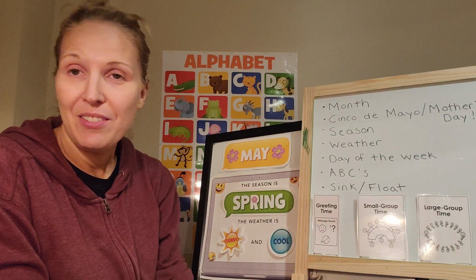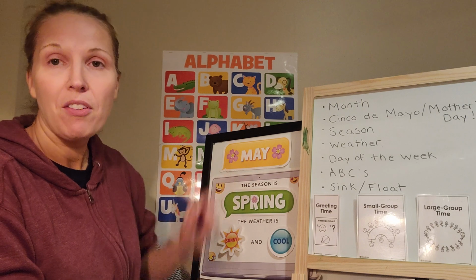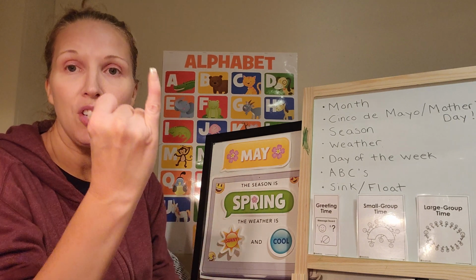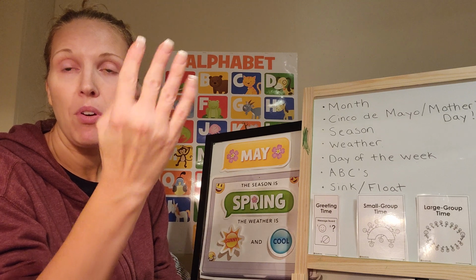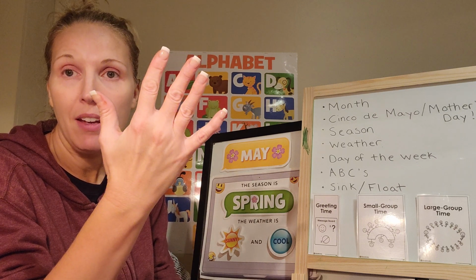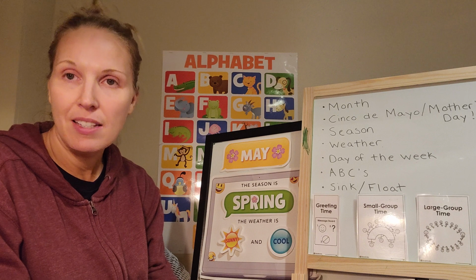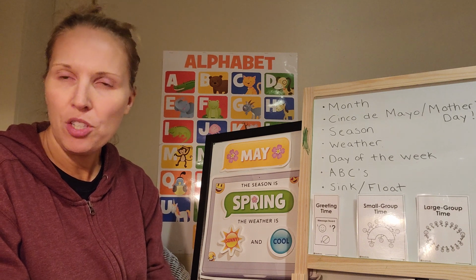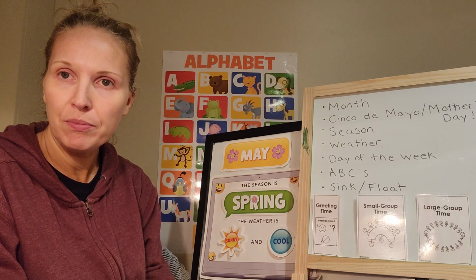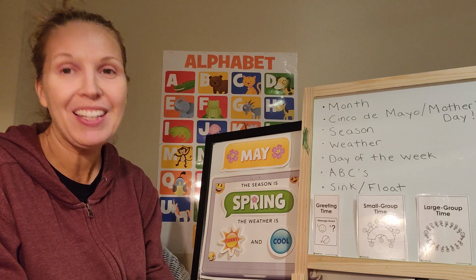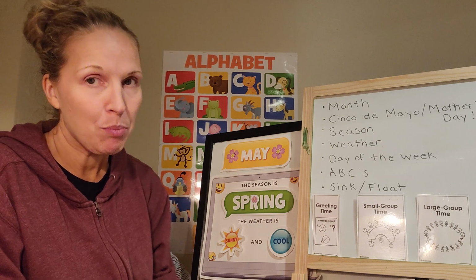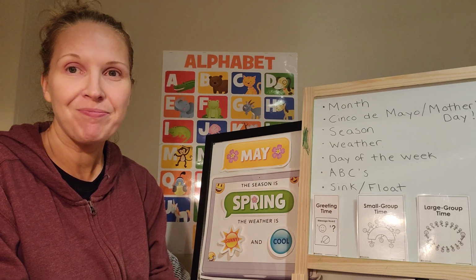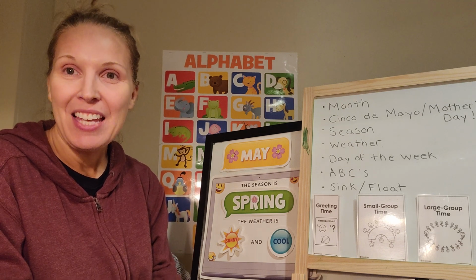What is our season, friends? We're in the month of May. We had January, February, March, April, and now we're in May. But what season is it? Is it wintertime outside? No, silly. In the wintertime, it snows. Is it springtime outside? Yes, it is.